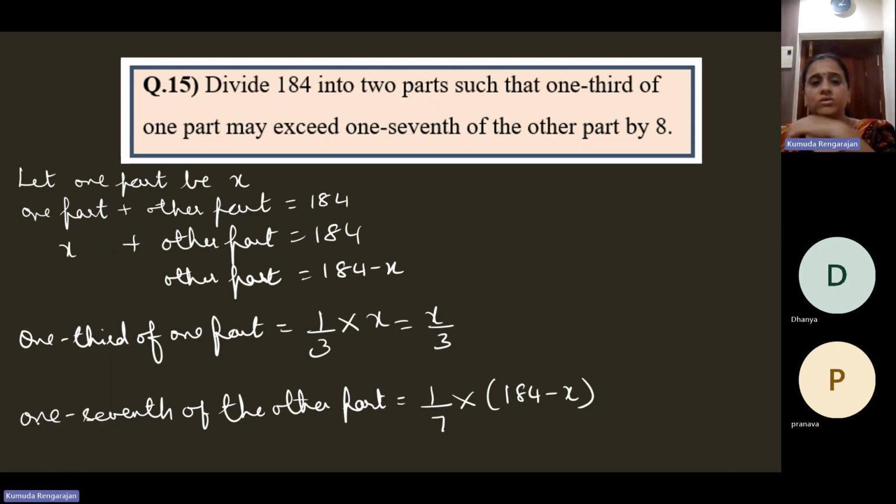Okay. Now what's given? 1/3 of one part exceeds, is more than, 1/7 of the other part by 8. So I've told you, whenever it is exceeds, is more than, is less than, how do you construct the equation? The bigger value minus the smaller value is equal to the difference. The difference is 8 here, and the greater part is 1/3 of one part. This is big.